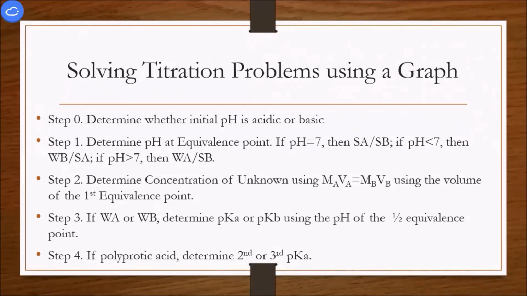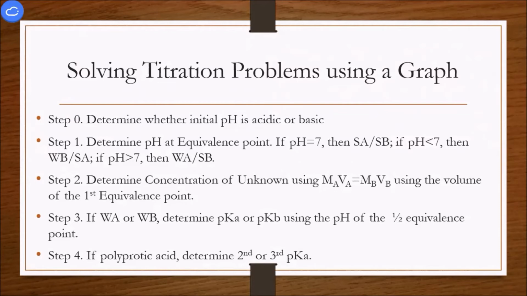Step 1, determine the pH at equivalence point. If it's 7, then it's a strong acid, strong base. If it's less than 7, then we have a weak base. If it's greater than 7, then we have a weak acid.